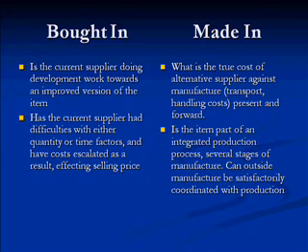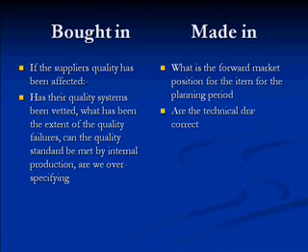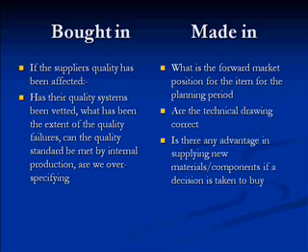supplier against manufacture, transport, handling cost, present and forward? Is the item part of an integrated production process, several stages of manufacture? Can outside manufacture be satisfactorily coordinated with production? Again, these are the points, like if supplier quality has been affected, or in a make-in. What is the forward market position for the item for the planning period? Is there any advantage in supplying new metal components if a decision is taken to buy?